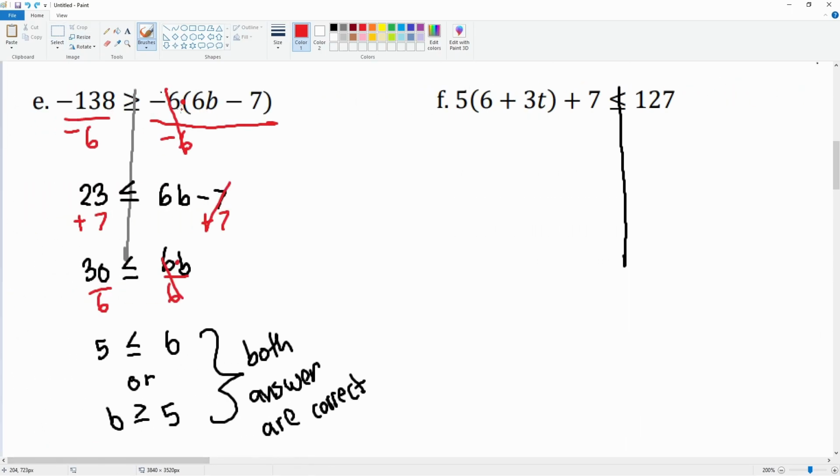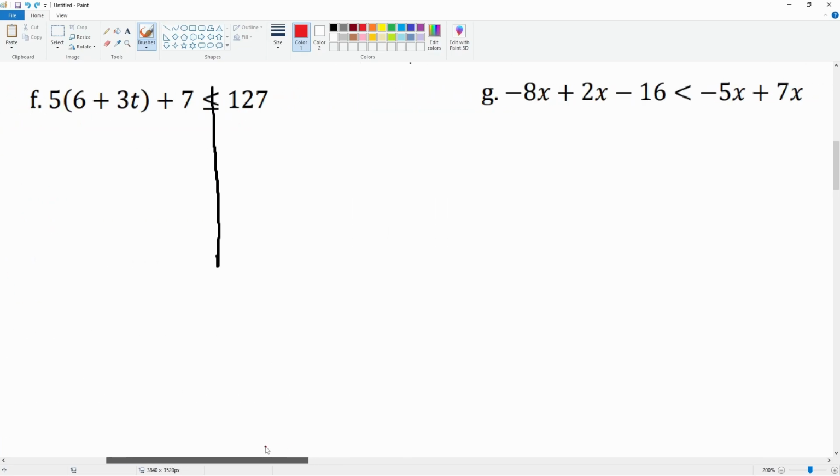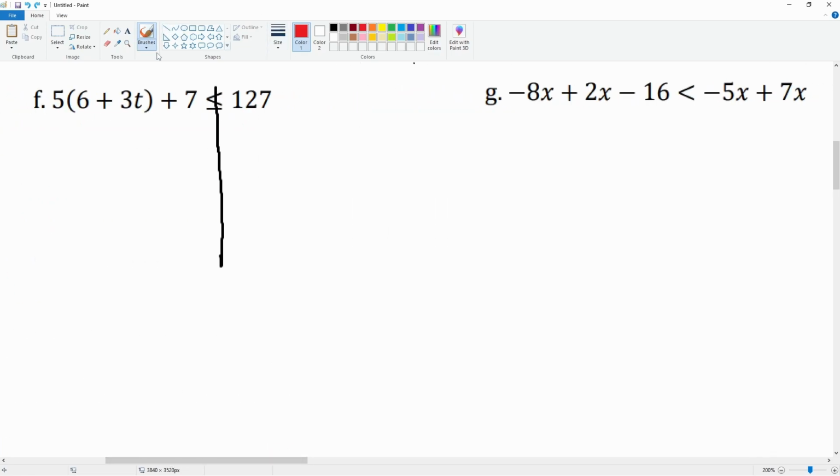Do you see how it was just the number in front and the parentheses? So there was no +7 here. So we try to get rid of that +7. So how do you get rid of a +7? Well, how about we subtract 7 from both sides? This whole process does cancel, leaving you with just a 5 parentheses 6 plus 3t. The 127 minus 7 becomes 120. Bring down this inequality symbol.